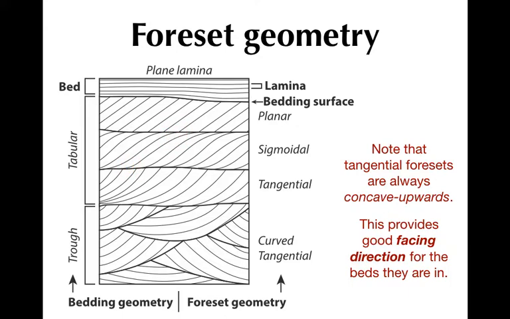One thing to note about this is that tangential foresets are always concave upwards. They curve like this, not like that. And this provides good facing direction for the beds that they're in. They're a good way-up indicator, so you know that if you see curvature like this, that was the up direction. If you were to instead see a curvature like that, then you would know that the beds were upside down. So let me give you an example of what that might look like in an outcrop.